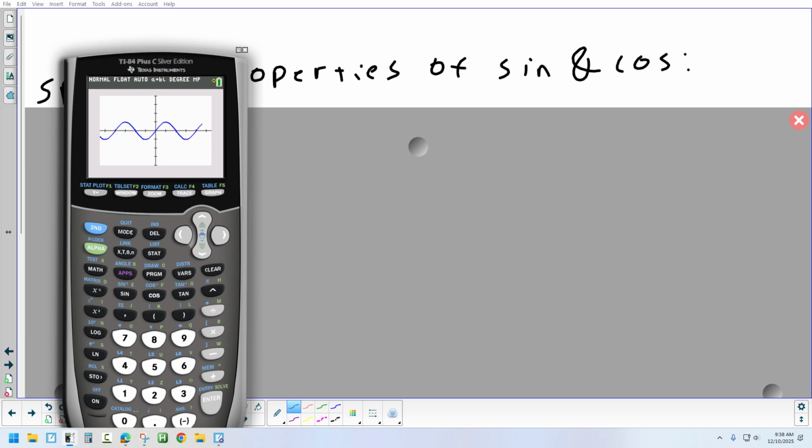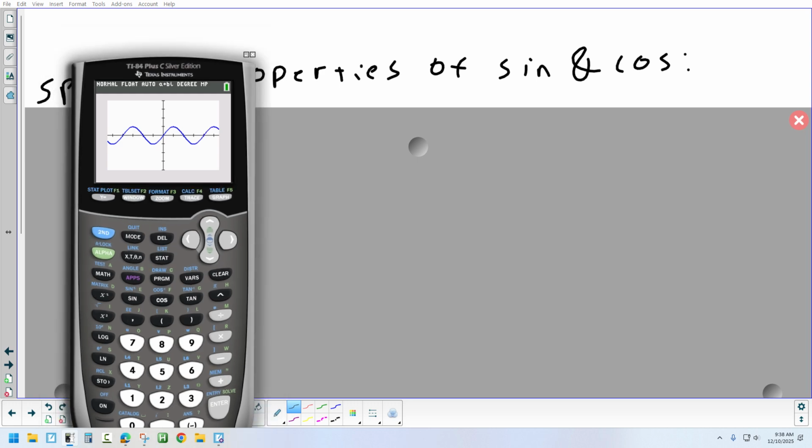And what does it look like the domain is for sine? All real numbers. It's a wave that goes left and right forever. How about the range? Looks like it goes from 1 to -1. It does. It goes from 1 to -1, and cosine is exactly the same.